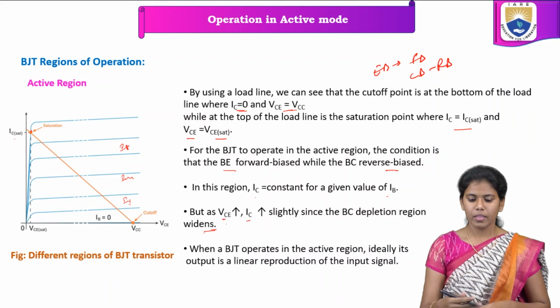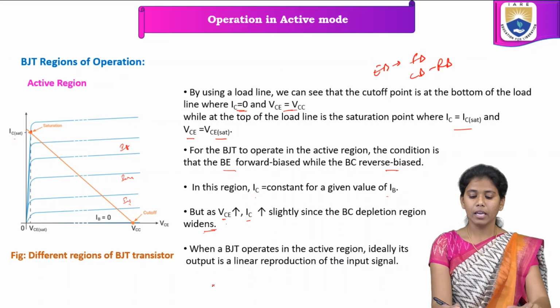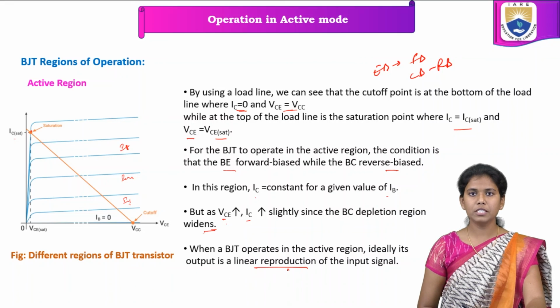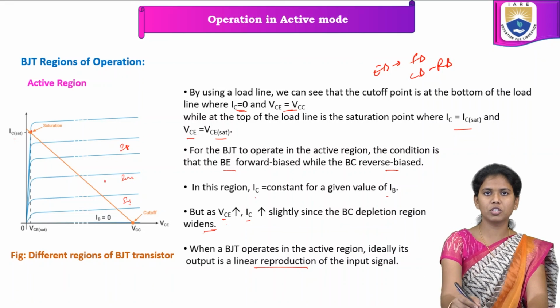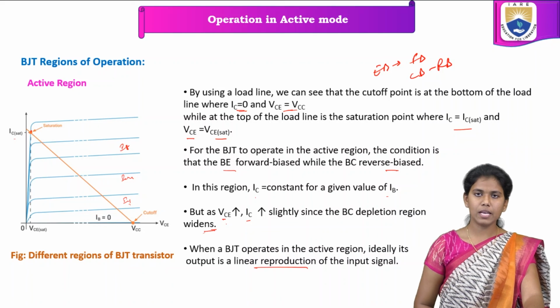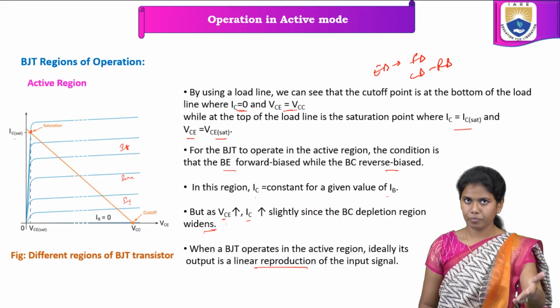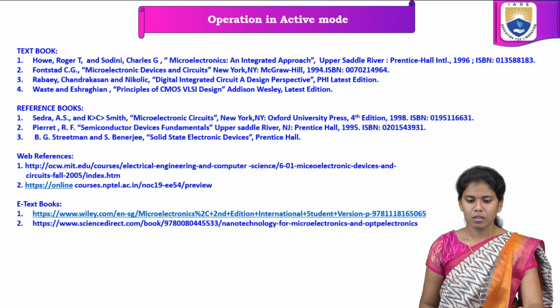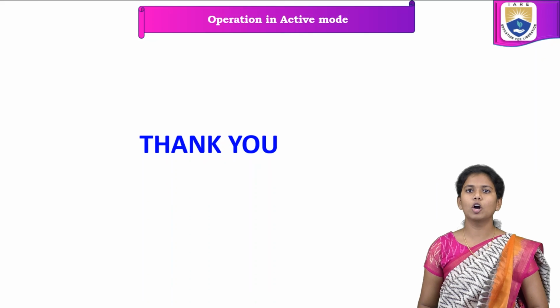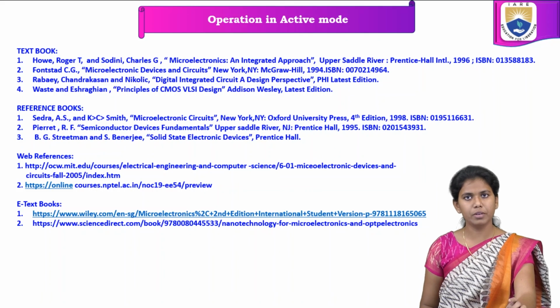Then when the BJT operates in the active region, ideally its output is a linear reproduction of its input signal. So it's a linear reproduction. We see there is linearity with respect to current as well as voltage with respect to the collector. So this is all about the operation in active mode.